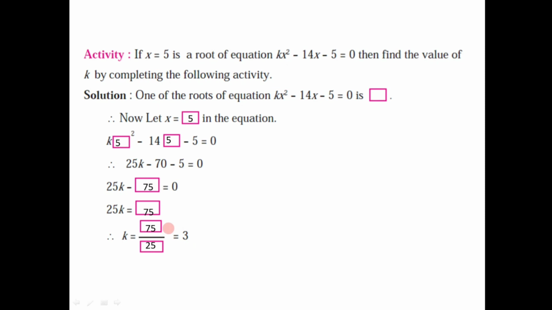Here we have used a principle that if x is equal to 5 is the root of the given equation, and we substitute the variable x in the given equation, the value of that equation must be equal to 0, because x is equal to 5 is the root or the solution of this equation. By using that, we have solved this problem to find the value of k.